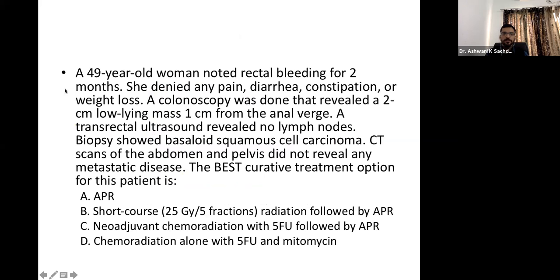So another question is, a 49-year-old woman presents with rectal bleeding for 2 months. She does not have any pain, diarrhea, constipation, weight loss. Colonoscopy revealed a 2 centimeter mass, 1 centimeter from anal verge. Transrectal ultrasound shows no lymph nodes, and biopsy shows basaloid squamous cell carcinoma. What is the best treatment option? It's a simple one.